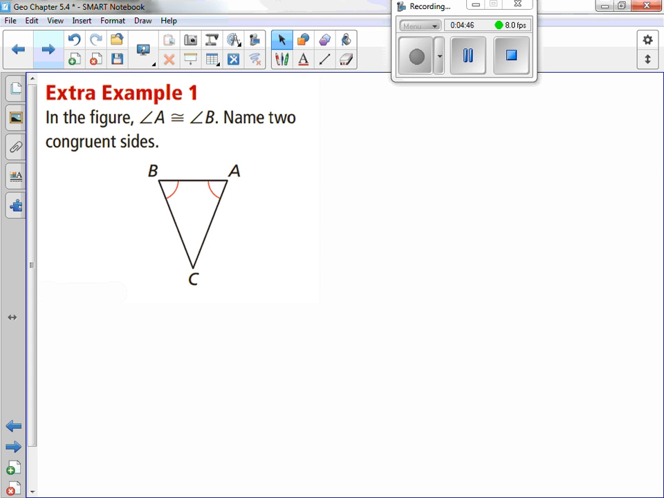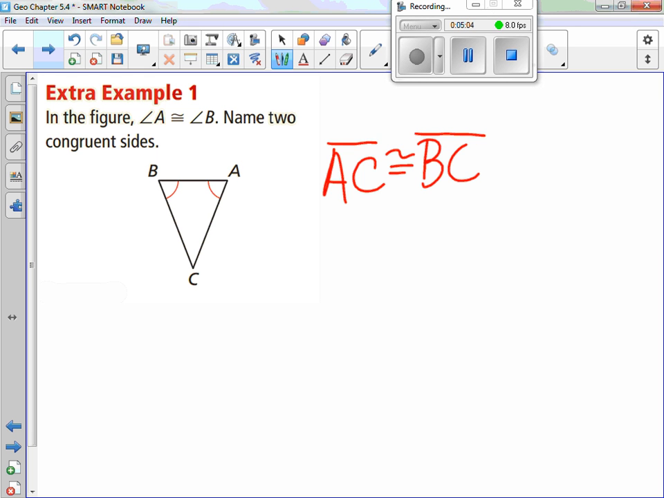In the figure, angle A is congruent to angle B. Name two congruent sides. What can we say about this here? AC would be congruent to BC, because again, our converse theorem stated that if two angles are congruent inside of a triangle, the sides opposite them are congruent as well. And that's it. Any questions on any of this so far?